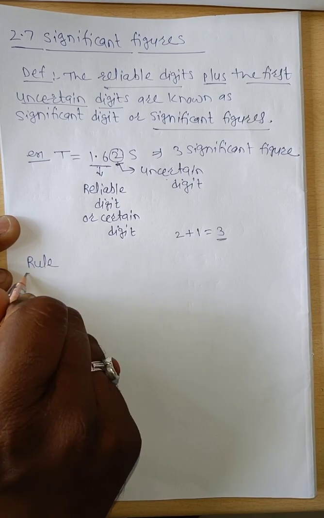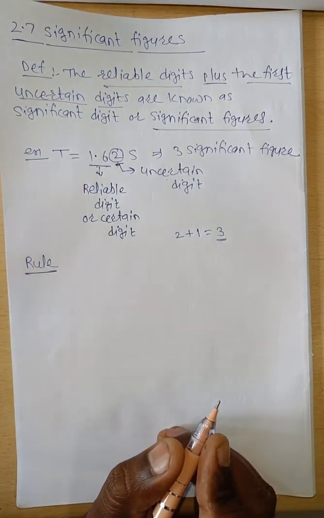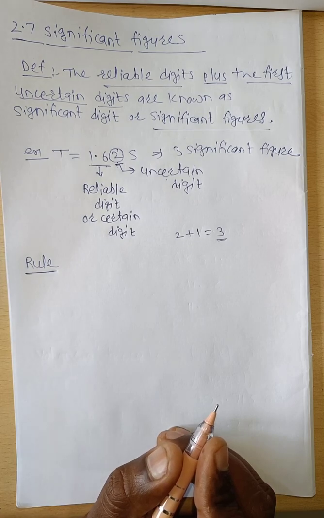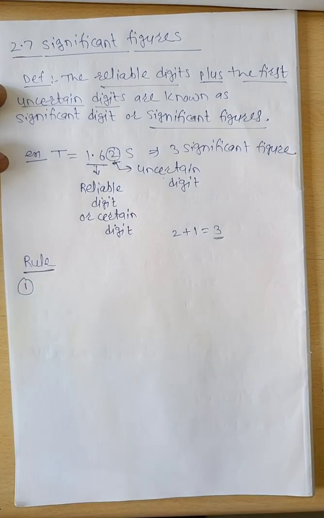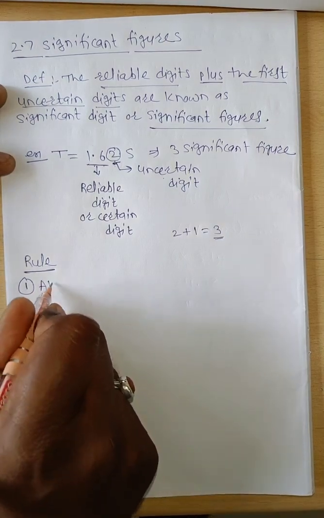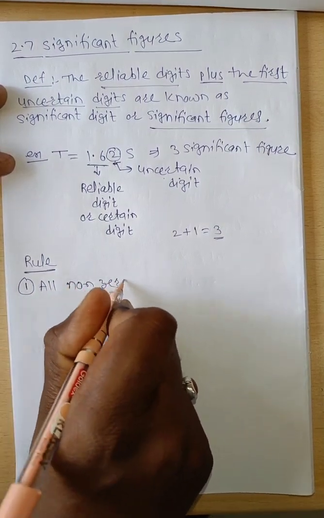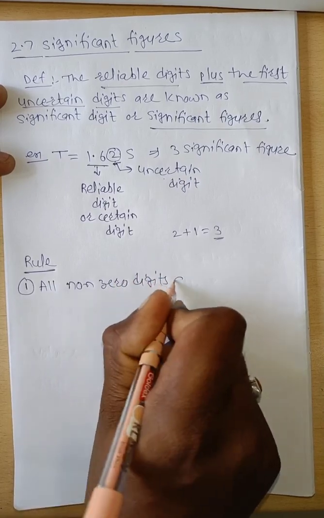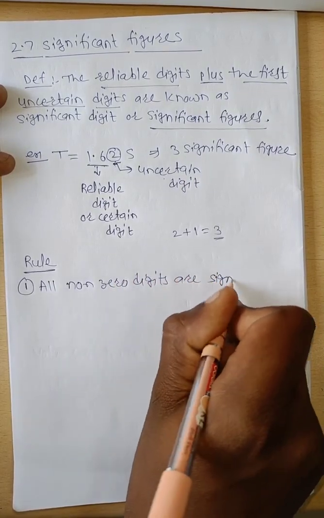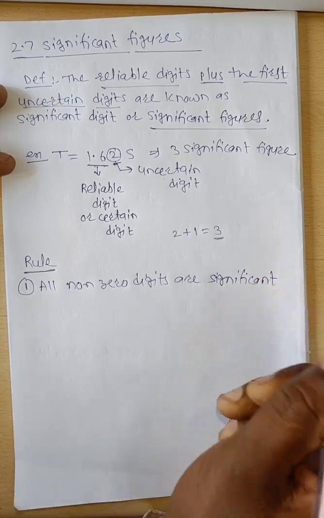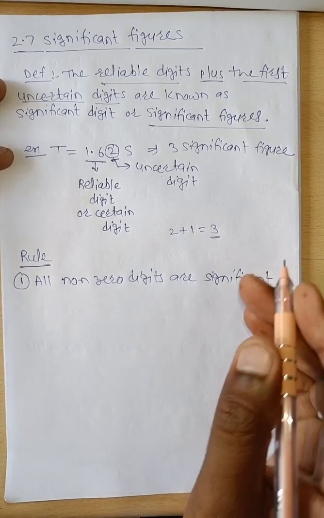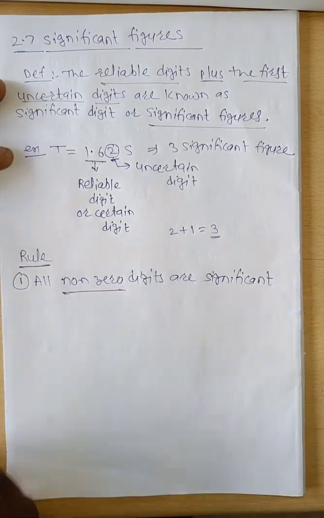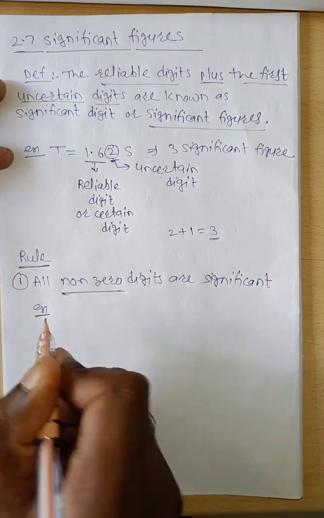Now, the rules to find out the significant figures, that is, in a given number how many significant figures are there. For that purpose there are some rules. The first rule is that all non-zero digits are significant.